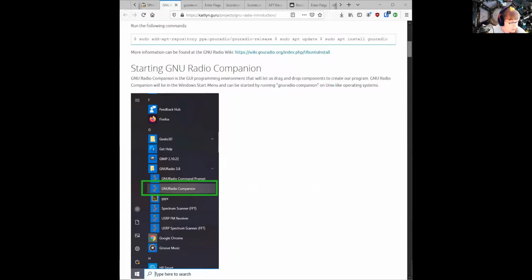Should be here somewhere. GNU Radio 3.8. So we're starting up GNU Radio Companion, and this is a GUI, so it's really nice and easy to use.